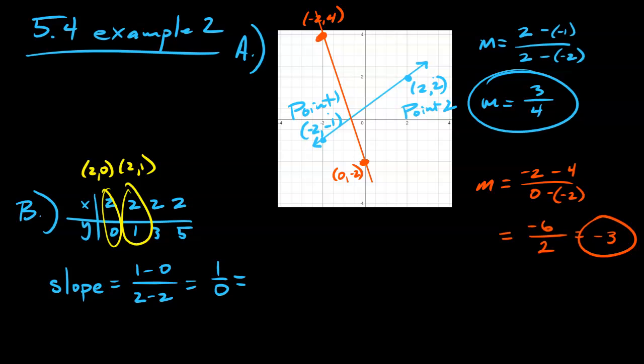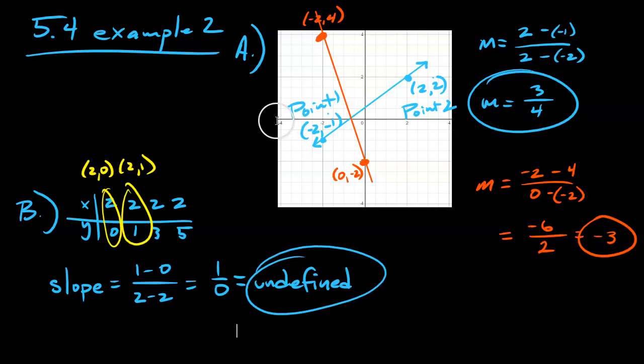So if I get this one, the answer is undefined because I can't actually do this. If you try typing that in your calculator, it'll say error. An undefined slope just means it's straight up and down. That's perfect. Good. I think I'll call this one good and move on from here.